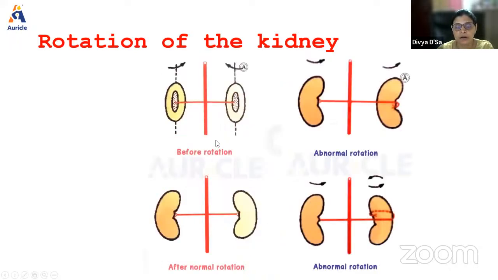Initially the hilums will be facing forwards, before rotation. Later on, they face medially. Sometimes abnormal rotation can happen where one of the kidneys may rotate laterally, the hilum may face laterally itself. Or it may wind around the artery and then open into the hilum.